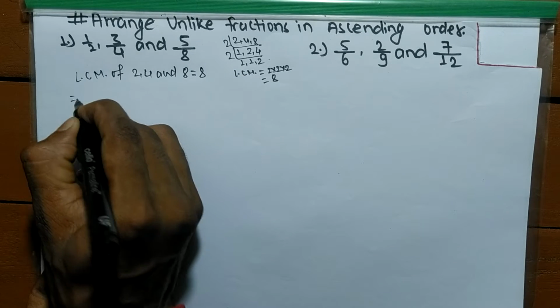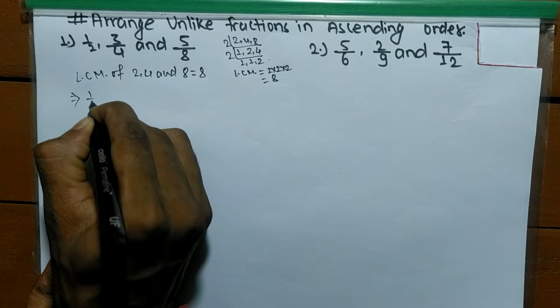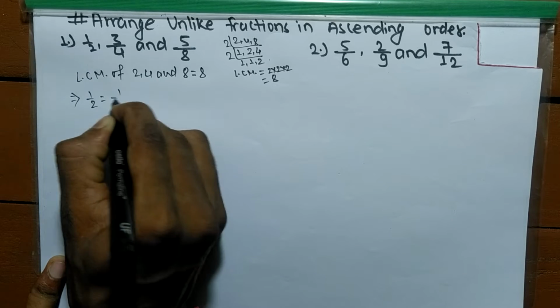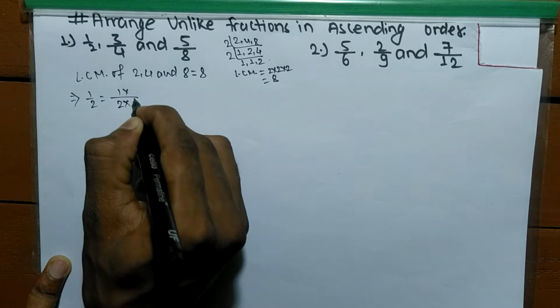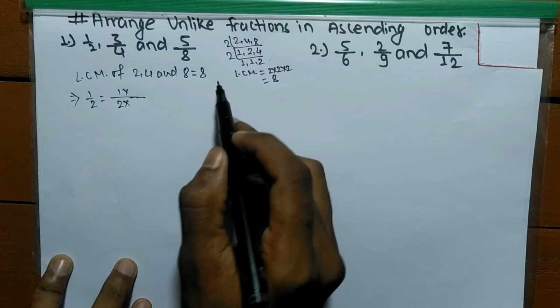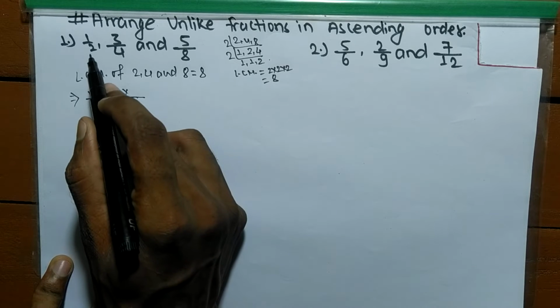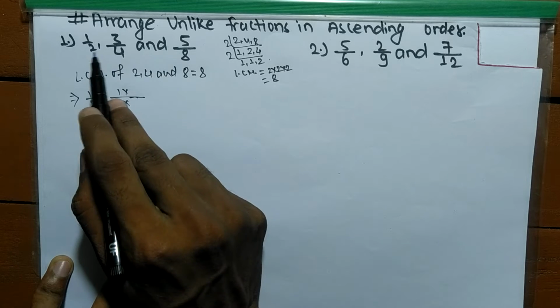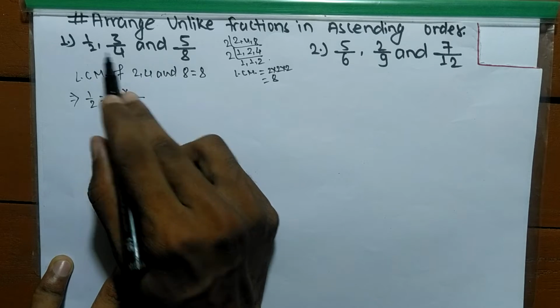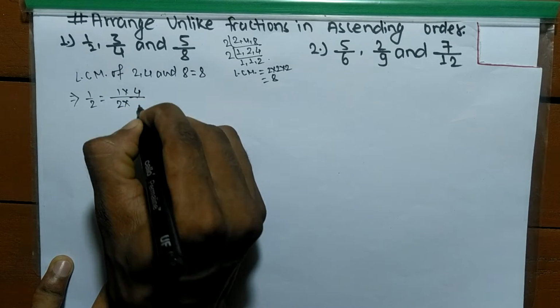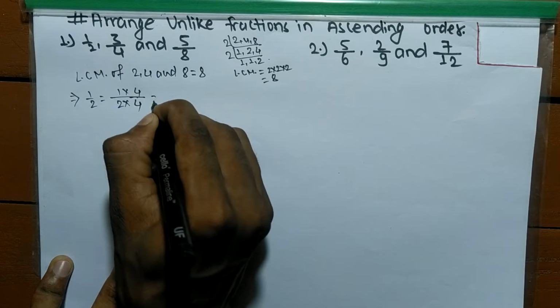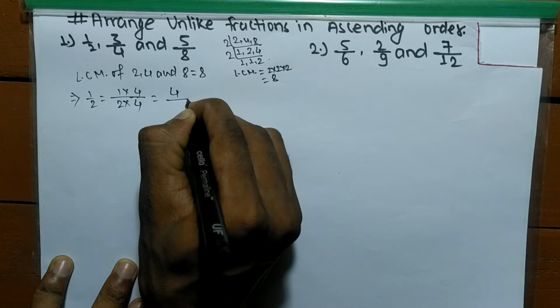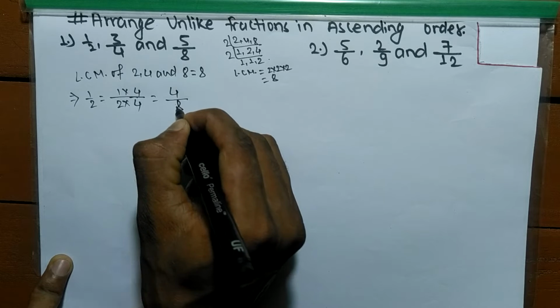So the LCM of the denominators 2, 4 and 8 is 8. Our first fraction is 1 by 2. The LCM is 8 and the denominator is 2, so we divide the LCM by the denominator: 8 divided by 2 is 4. So we multiply by 4 and 4. So 1 times 4 means 4, and 2 times 4 means 8.